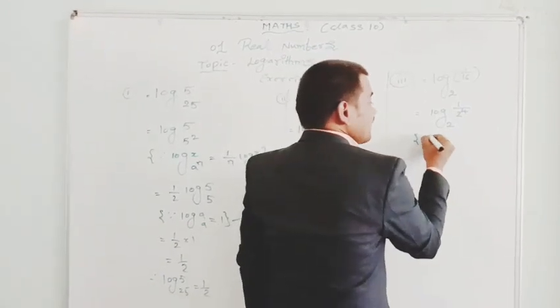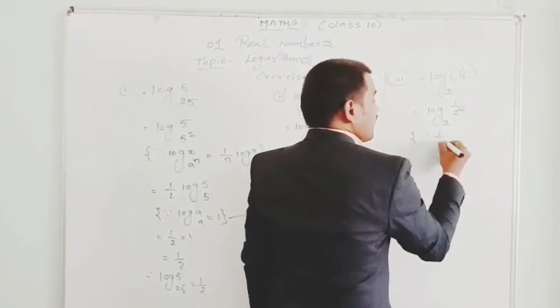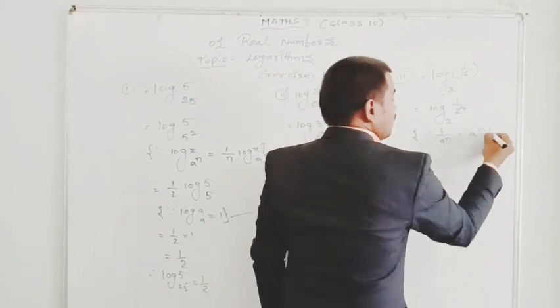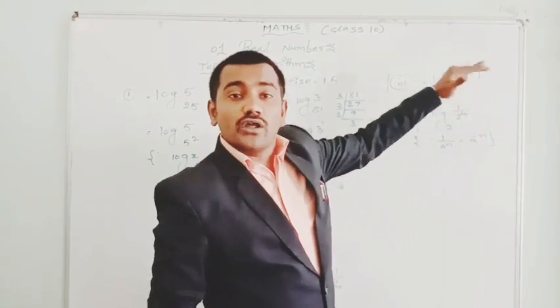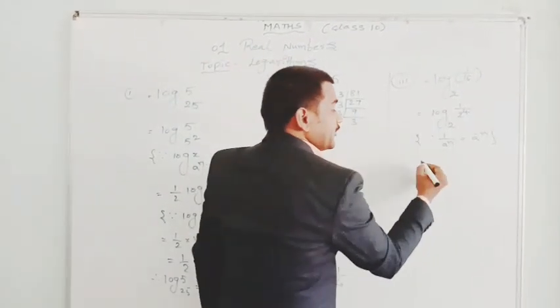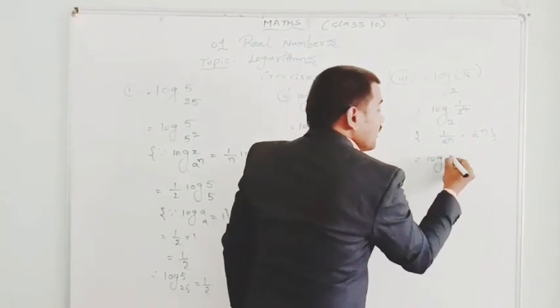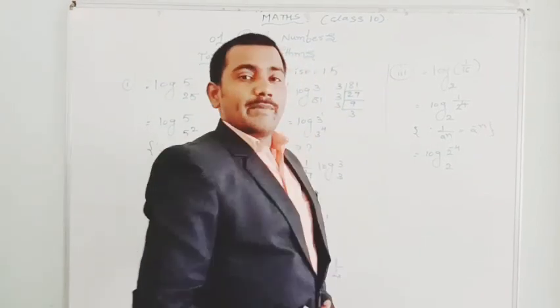And from the laws of exponents formula, 1 by a to the power of n equal to a to the power of minus n. Let us write this 1 by 2 to the power of 4 in the numerator form. This 2 to the power of 4 we write in the numerator, then it will be negative. So log 2 to the power of minus 4, here base 2.